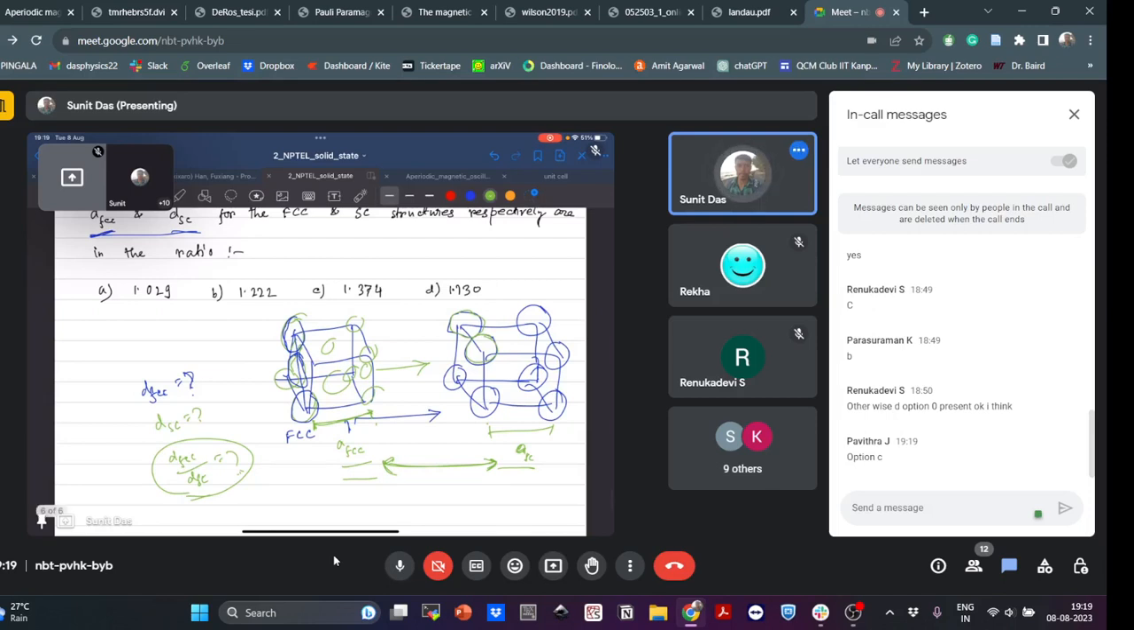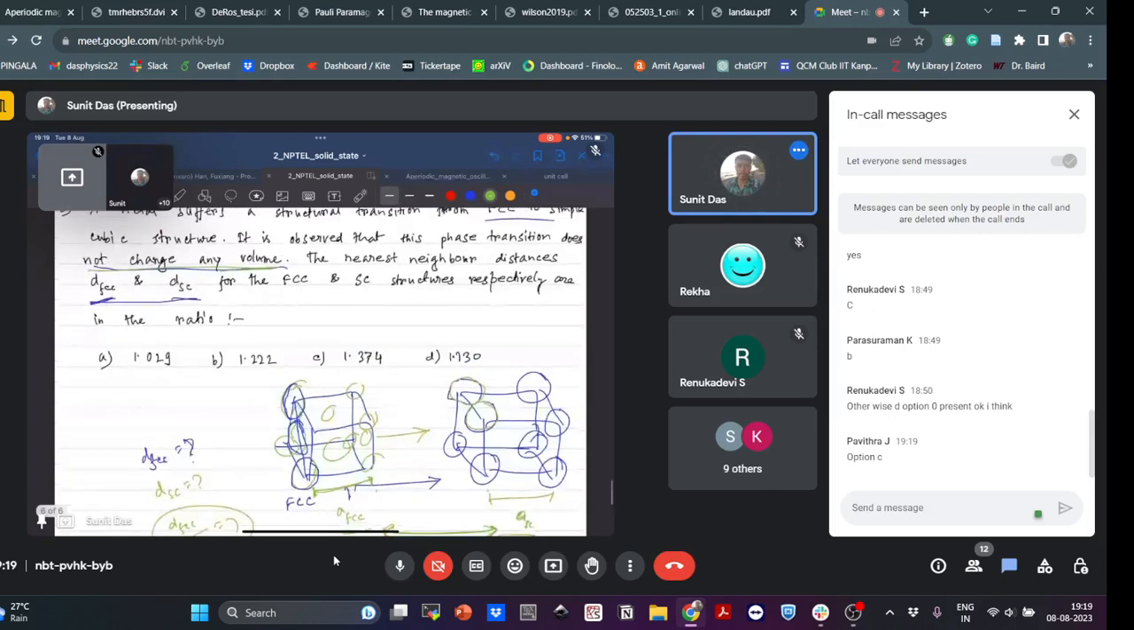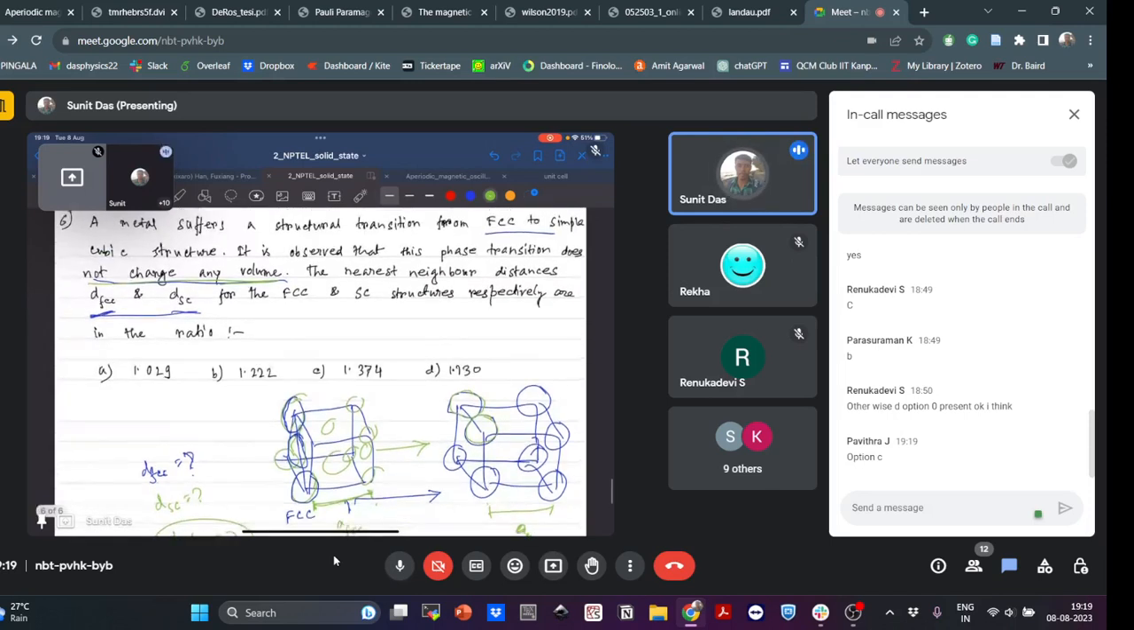Someone says option C, Pavitra. Option C. No, not option C. Try this out. I'll solve.